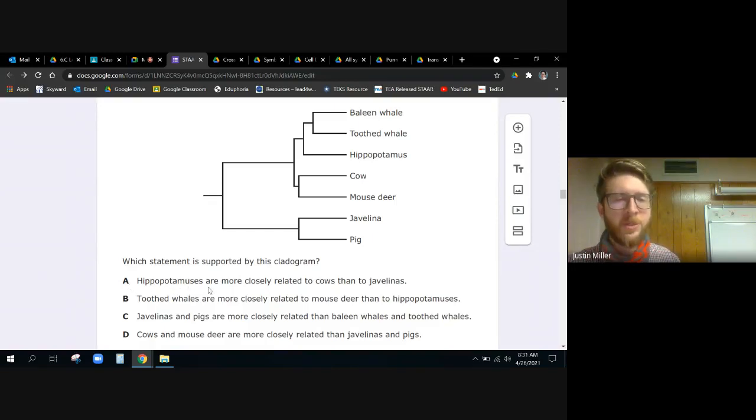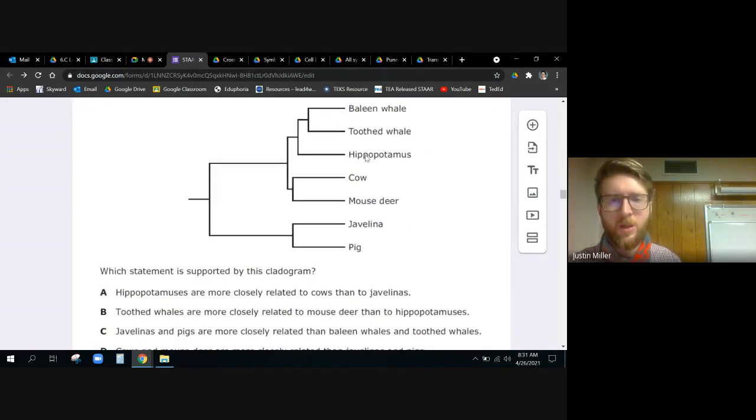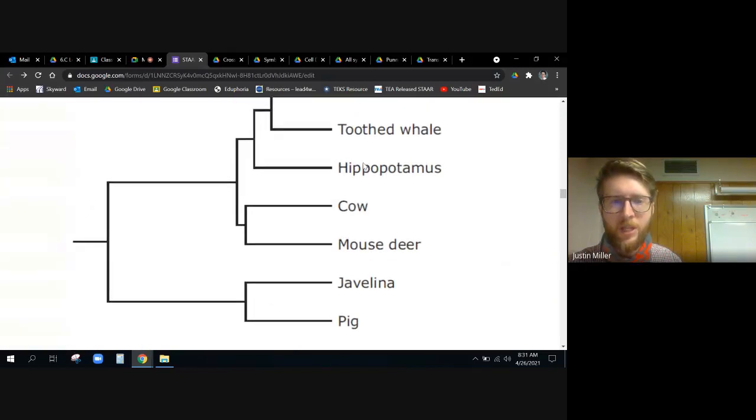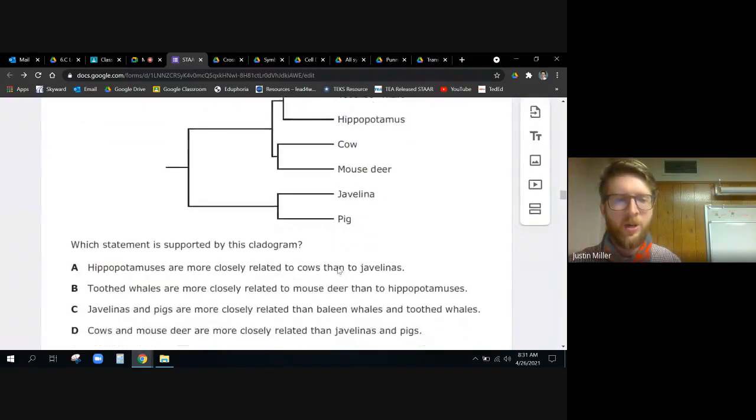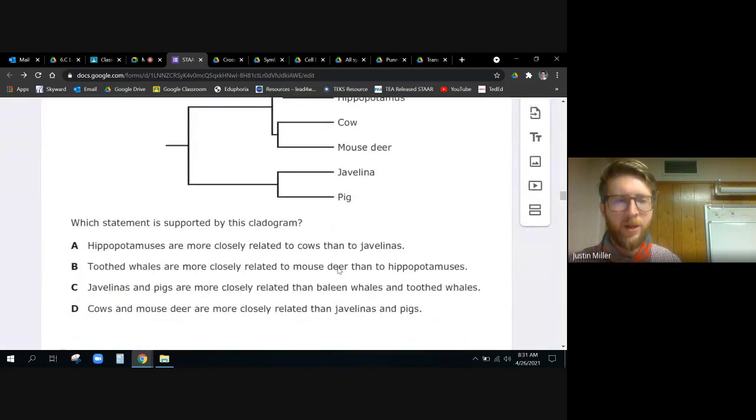A, hippopotamuses are more closely related to cows than to javelinas. Well, find the hippopotamus. Here it is. Are they more closely related to cows than javelinas? Yes, they are. That is true. So we can pretty much stop there.